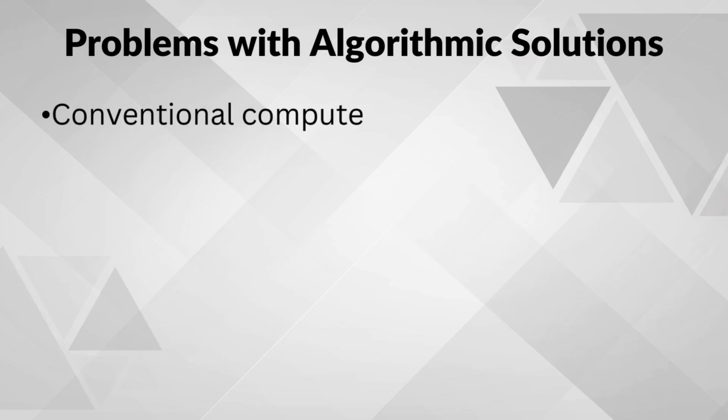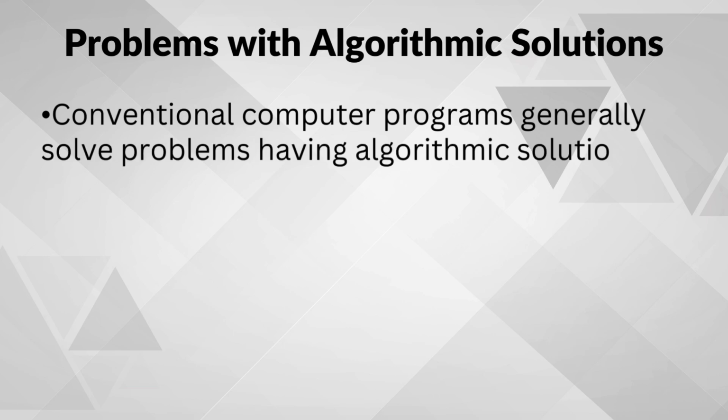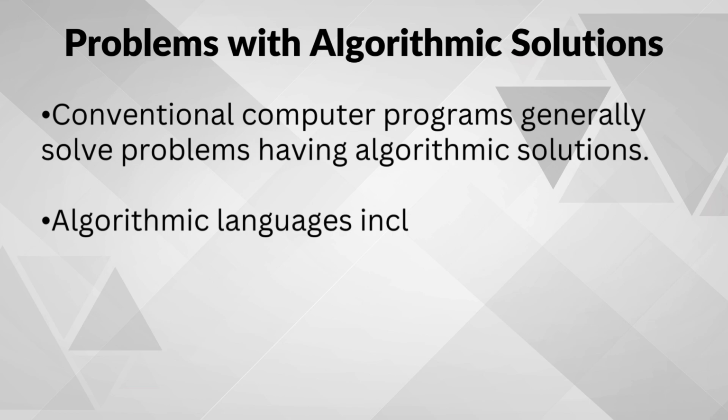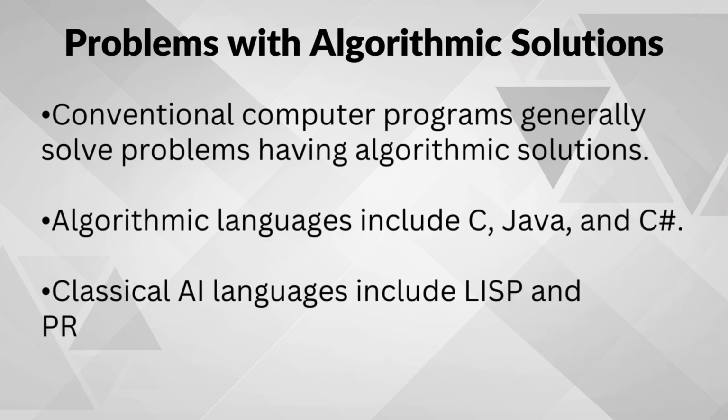Problems with algorithmic solutions. Conventional computer programs generally solve problems having algorithmic solutions. Algorithmic languages include C, Java and C#. Classical AI problems use languages such as Lisp and Prolog.